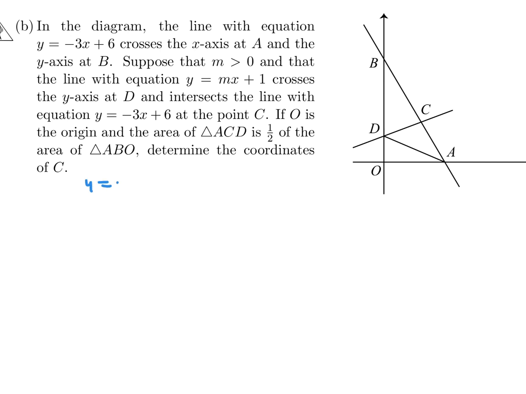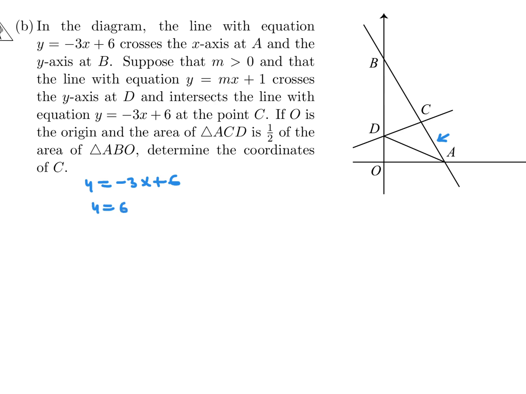Well, first of all, y is equal to minus 3x plus 6. And that is which line? That's this line, right? So let's just get the intercepts. That should work. So when x is 0, y is 6.